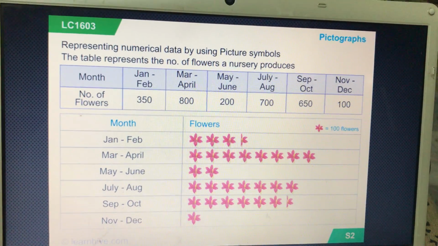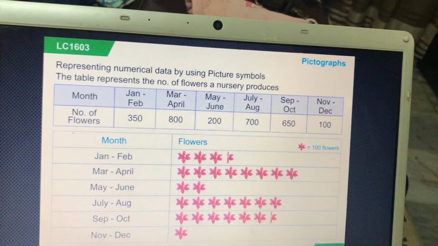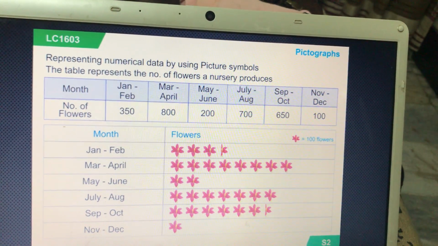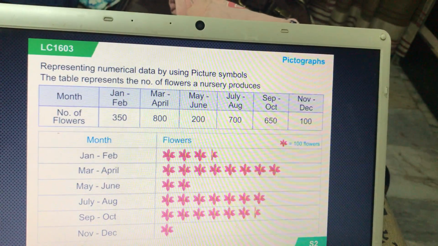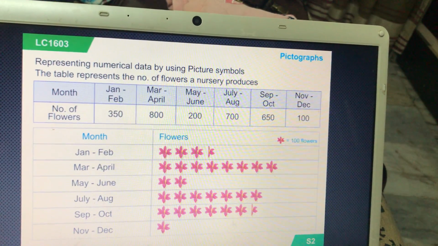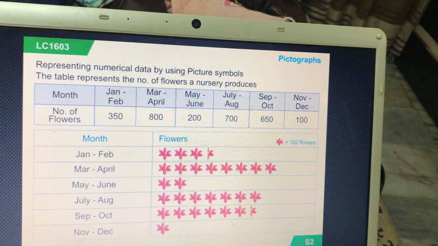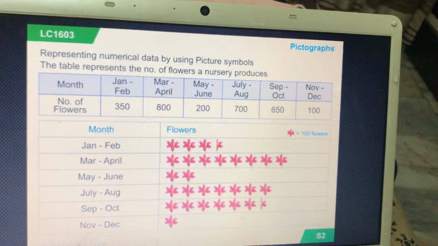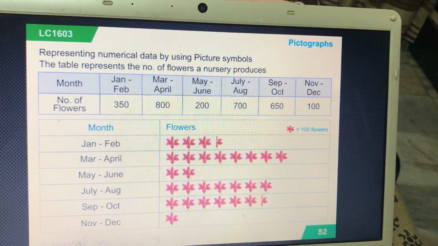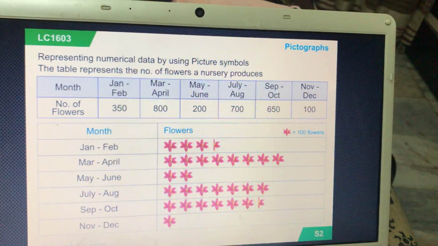So let us draw for January. Firstly, we have to select a symbol. As you can see, the data is in hundreds, so it will be better if I mark one flower, one symbol, as 100 flowers. So for January to February, it is 350. So 3 full flowers, 1, 2, 3, and then 1 half flower. Half flower means 50, so the answer is 350 for this.